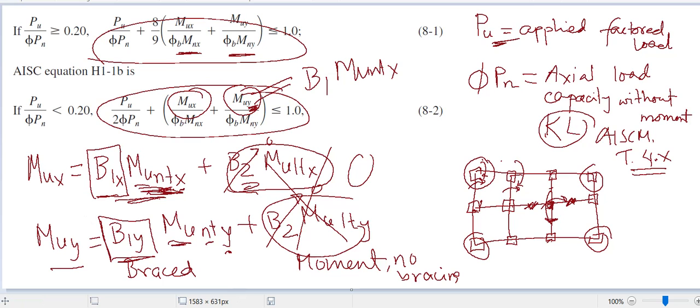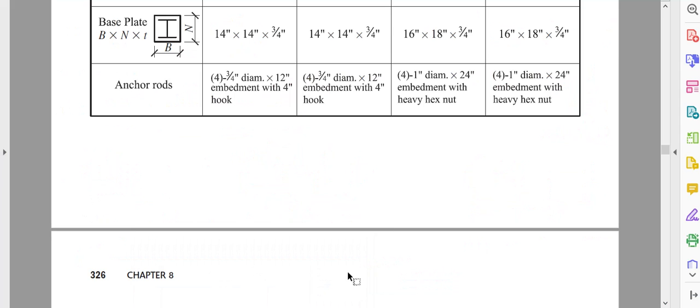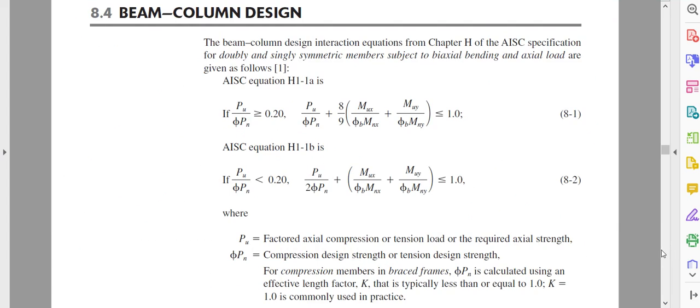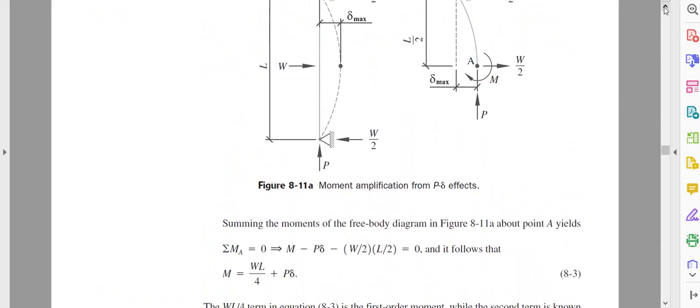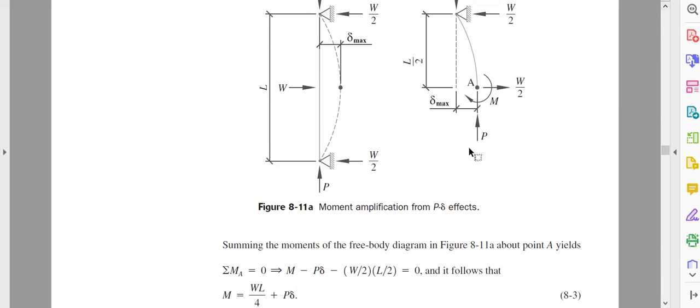Let us go to your book. My next question is why do we need to amplify? This portion of your book will tell you a lot. If I have a column here, with an applied load here and some lateral load here, and I cut somewhere, the free body diagram is this. If I take the summation of moment here, what is my moment? W by 2 times L by 2.